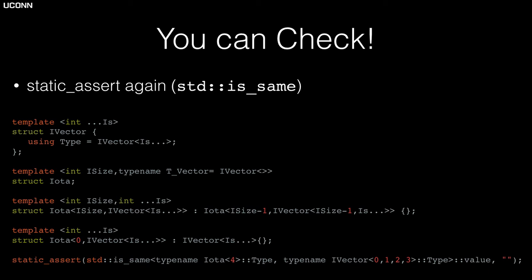There is a type inside of that, yes. Iota 4 inherits from iota 3, from iota 2, from iota 1, iota 0. Iota 0 is an I vector that contains the sequence 0, 1, 2, 3, right? So I'm checking whether the I vector 0, 1, 2, 3 type is the same as the iota 4 type. If that is true, then this will evaluate to true, and the static assert will say everything is hunky-dory. Okay? So the static assert is just to debug and test that my iota function is correct.